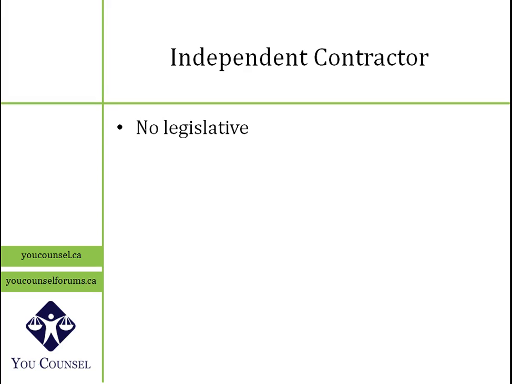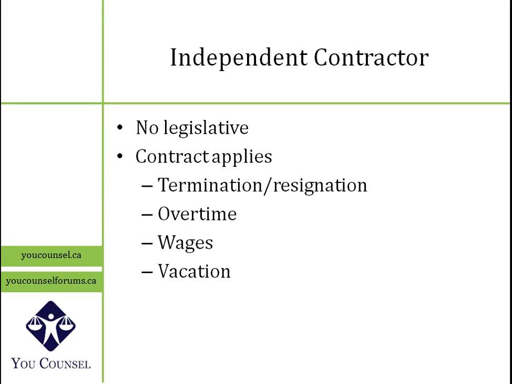You know, all of those things you're not entitled to. So what is it that you are entitled to? If you're an independent contractor, then your specific contract that you have entered into with the employer, with the company, that's what prevails. So if the contract defines what your termination rights are or your resignation obligations are, then those are your rights and those are your obligations. If you are entitled to overtime, it will be specified in that contract.